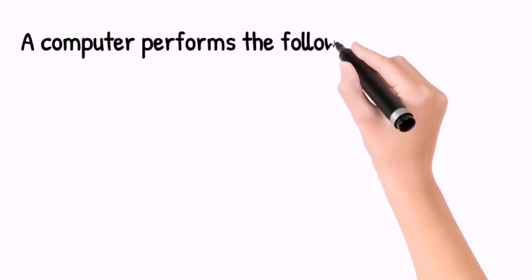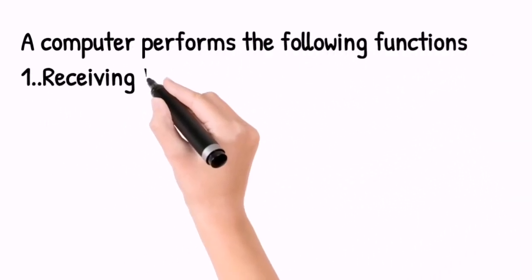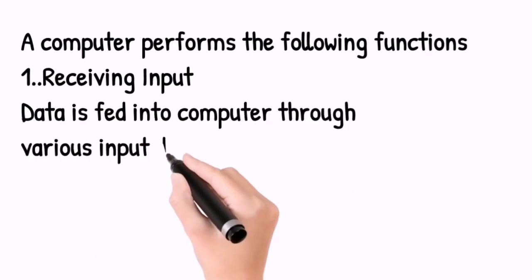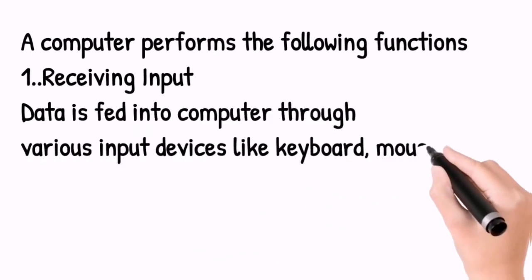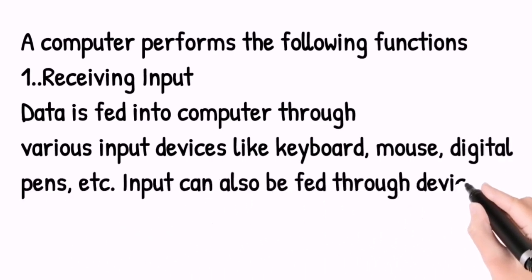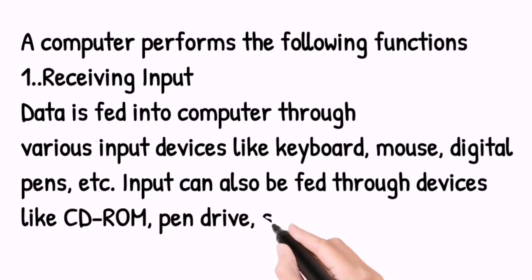A computer performs the following functions: Receiving input. Data is fed into computer through various input devices like keyboard, mouse, digital pens, etc. Input can also be fed through devices like CD-ROM, pen drive, scanner, etc.